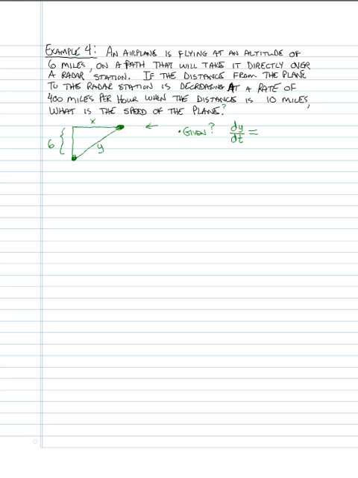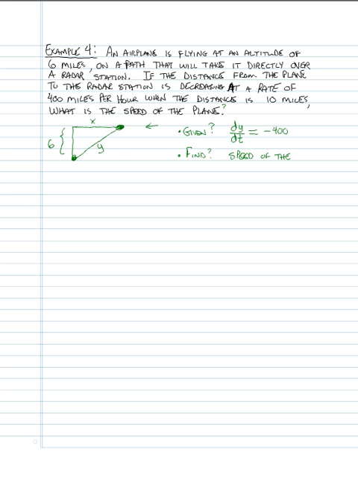Now I'm going to throw in another little twist here, because that y value is getting smaller as the plane travels to be more and more directly over the radar station. So it actually should be a negative 400 for our rate of change there. Okay, and if we didn't put negative, well, don't worry about it. We'd come up with something that we'd interpret correctly later on anyway. Now, what is it we're supposed to find? We're supposed to find the speed of the plane.